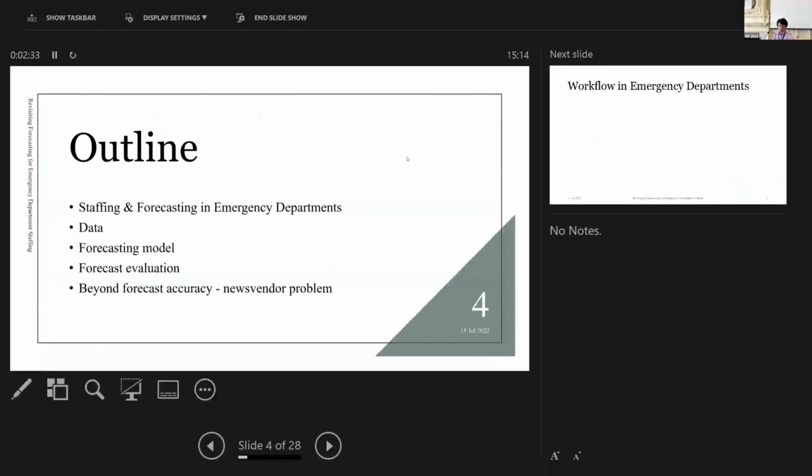So let us check the details. This is the outline. I will introduce a little bit background for emergency department. I will introduce my raw data, how we handle the data, clean the data, and format the data. Then I will introduce our proposed forecasting model, how we evaluate forecasting performance. Lastly, how we make use of the forecasting based on the loose window model.